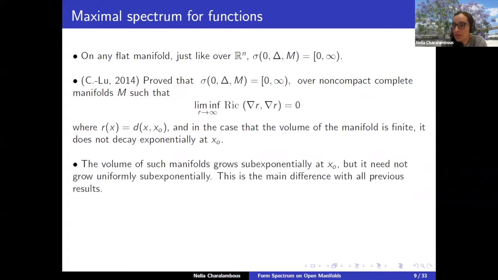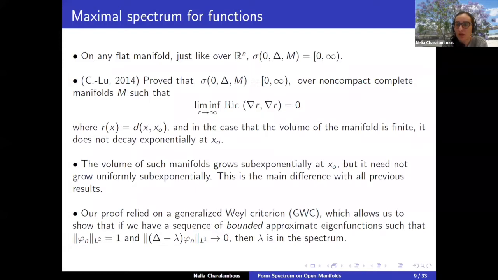So the volume of these manifolds grows sub-exponentially at x0, but it doesn't have to grow uniformly sub-exponentially. And this is the main difference with all previous results that I'll also state in a little bit. The proof of this result relies on a generalized Weyl criterion that allows us to find a more general class of approximate test functions to prove that lambda is in the spectrum.